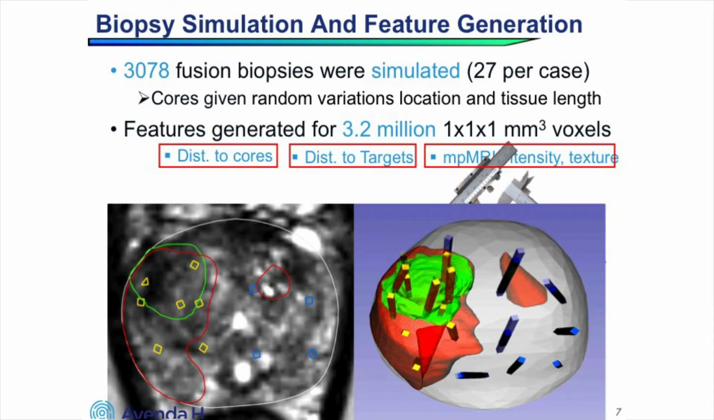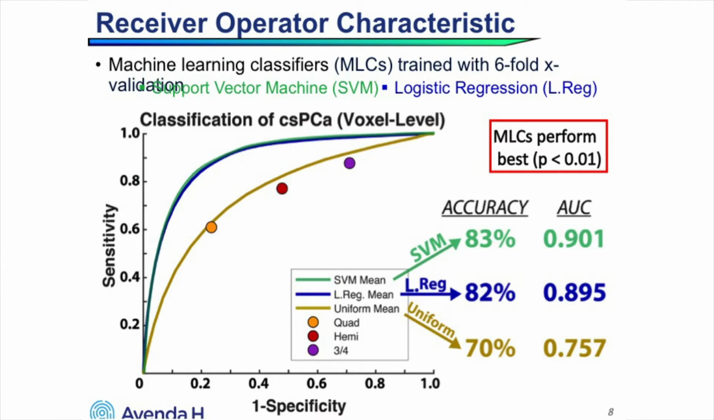We gave those cores random variations that were derived from clinical data in their location, the registration accuracy, and the tissue length. Then for each simulation, we sampled voxels, 3.2 million voxels in all, and for each voxel, we generated features for machine learning training, features that we thought would be predictive of the presence of prostate cancer, such as distance from the positive and negative cores, distance from the MRI target, and image-based features such as texture and intensity. Lastly, we trained our machine learning classifiers using 6-fold cross-validation.